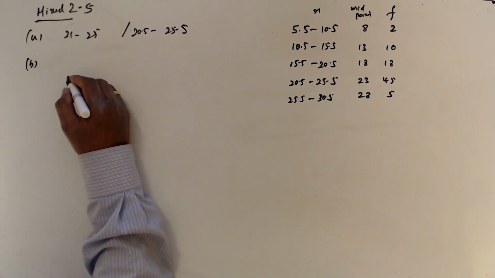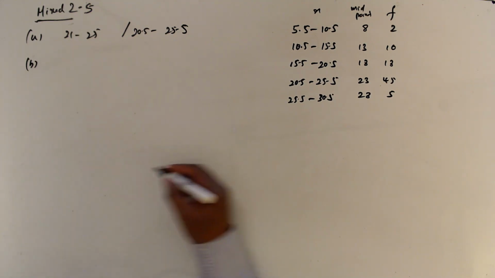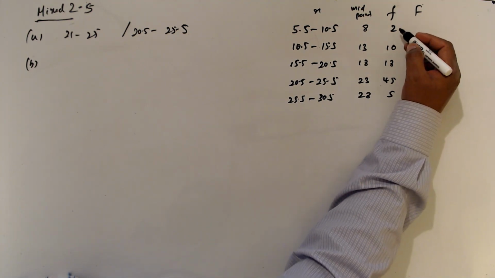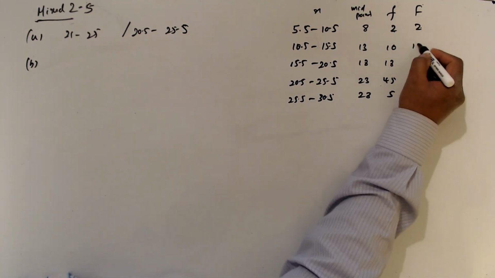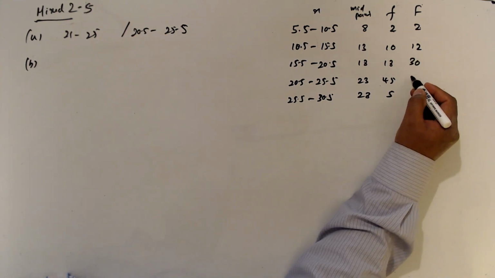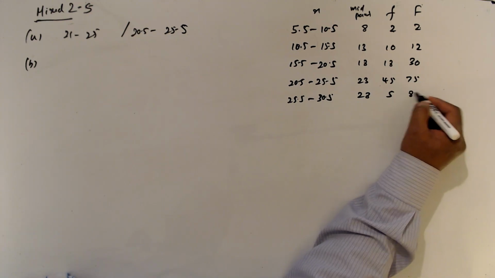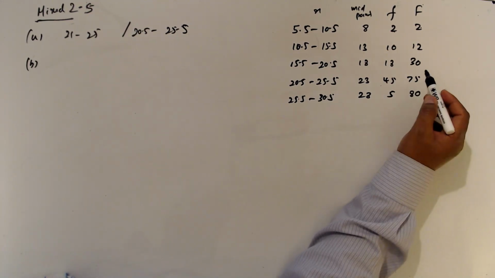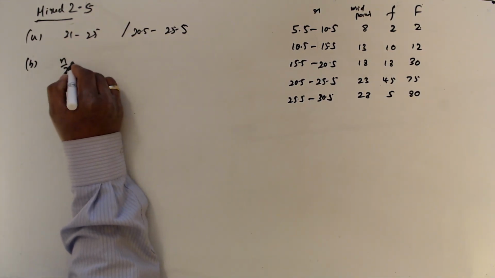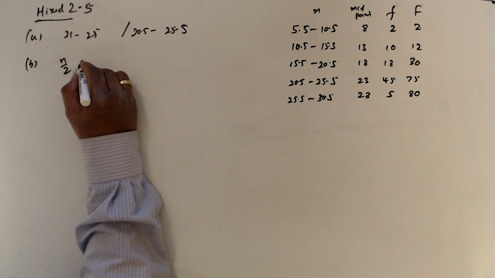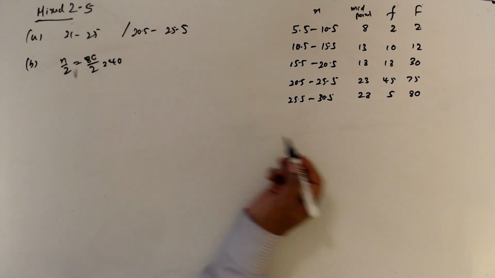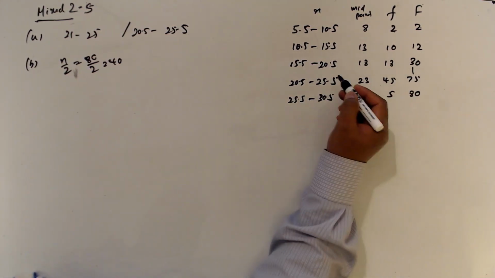And part B, using it to find the median lifetime. So then I need the capital F, cumulative frequency: 2, 2 plus 10, 12, 12 plus 18, 30, 30 plus 45, 75, 75 plus 5, 80. So then where is the 40? Because n divided by 2 is the median. So it is going to be 80 divided by 2, which is 40. So 40 is in between here.